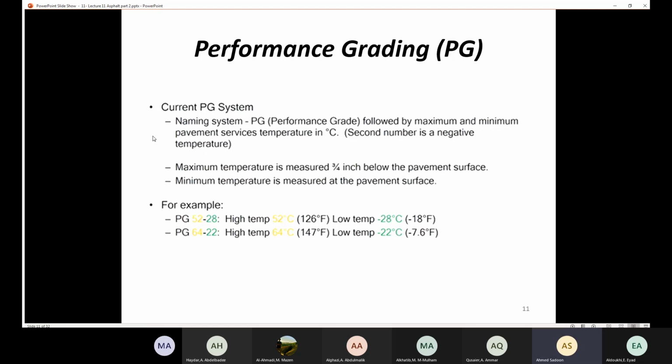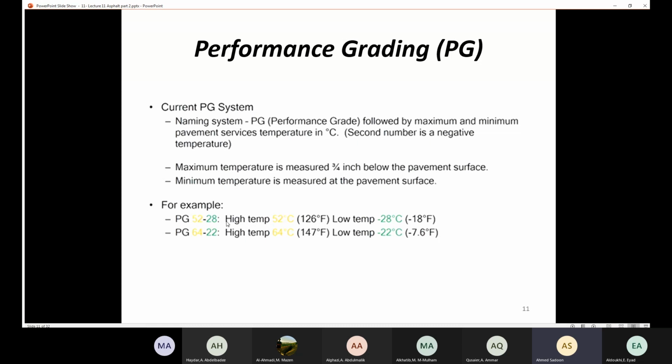before you buy the asphalt cement, you are going to see that they write PG. So PG refers to performance grade. Then it's followed by the maximum and the minimum pavement surface temperature. So for example here, we have PG 52-28. The first number is for the maximum temperature the asphalt binder can support, and the minus 28 here is the value of the minimum temperature the asphalt cement can support. So this one is the maximum and this one is the minimum.